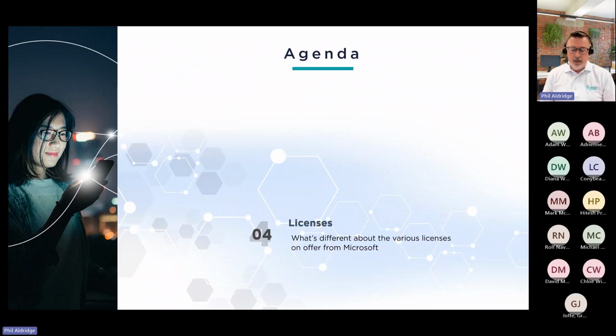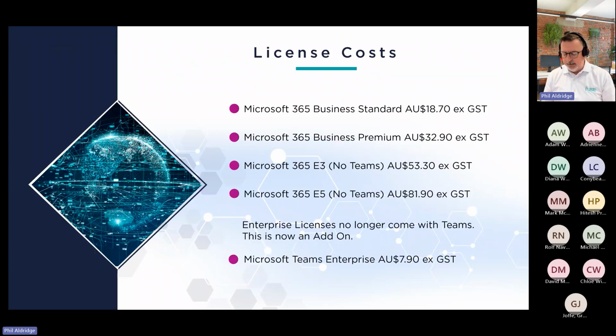Now we get to the licensing part of Microsoft, which was one of the things I was asked to discuss in this presentation. And this is actually where it can get extremely complicated. I've decided to try and keep it simple for everybody because there are a lot more licenses out there than I'm going to talk about. So I will talk about business standard, which is what many of you will be using. I will talk a bit about business premium, which some of you will be using. If you're a much larger organization, I'll talk a little bit about E3 and E5.